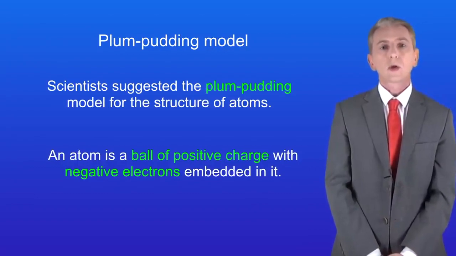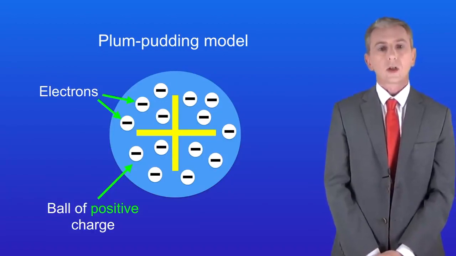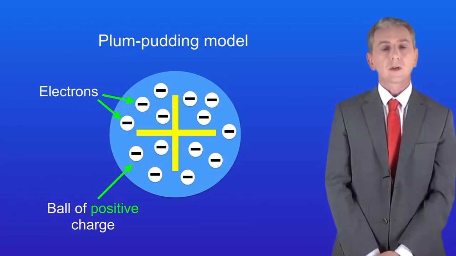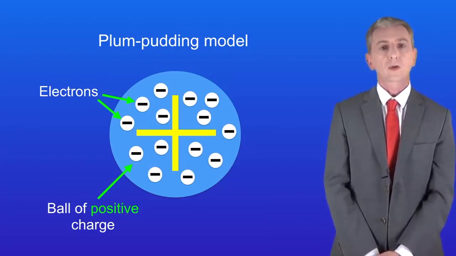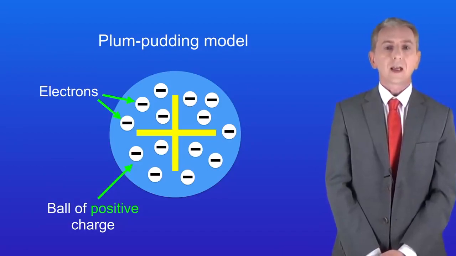So I'm showing you the plum pudding model here. You can see that we've got a ball of positive charge, and embedded in it, we've got negative electrons. Now, scientists wanted to know if the plum pudding model was correct, and to find this out, they carried out an experiment. We call this the alpha scattering experiment, and you need to be able to describe it.